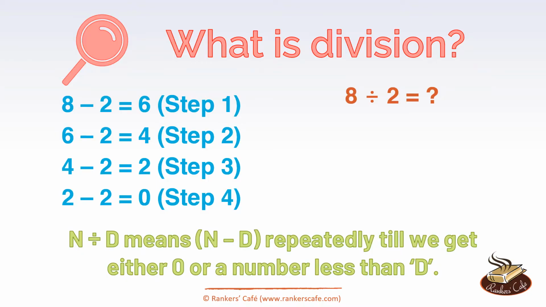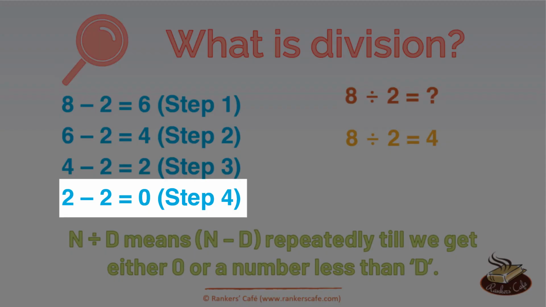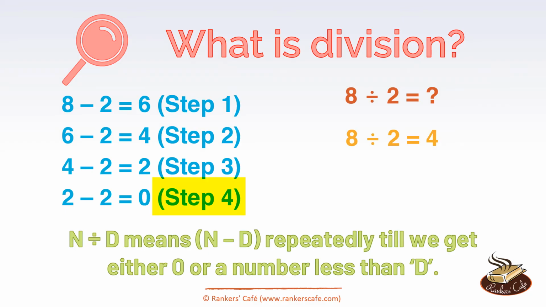This means that 8 divided by 2 gives a quotient of 4 because we got 0 in 4 steps. The number of steps is equal to the quotient. So 4 is our quotient. And the number that is finally obtained, which is 0 in this case, is our remainder. So when we divide 8 by 2, we get a quotient of 4 and a remainder of 0.